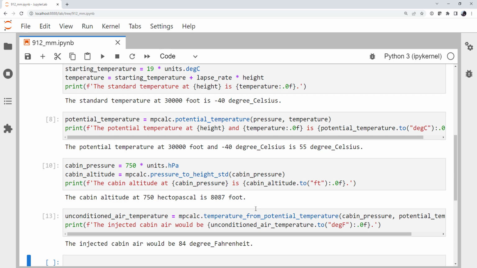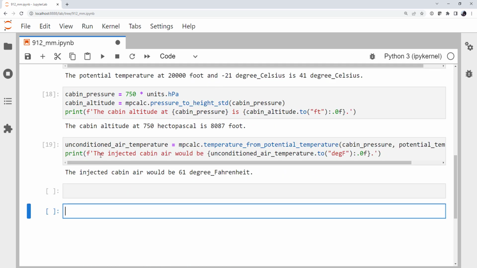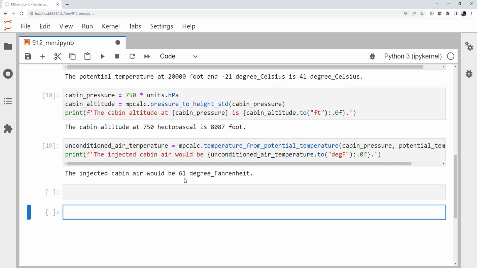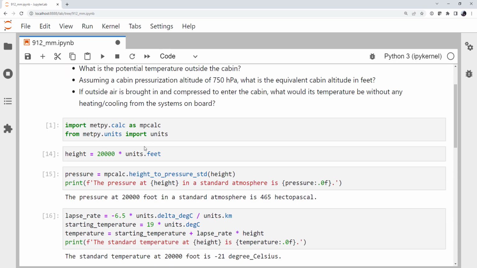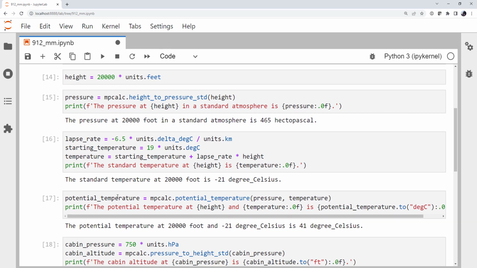It's a great notebook to play around with because now it's very easy to say what happens at 20,000 feet. Well, that injected cabin air now is down to 61 degrees Fahrenheit. So that's quite a difference for only that 10,000 feet. Or what happens if my lapse rate is steeper or not as steep. These are all great things that you can play with.